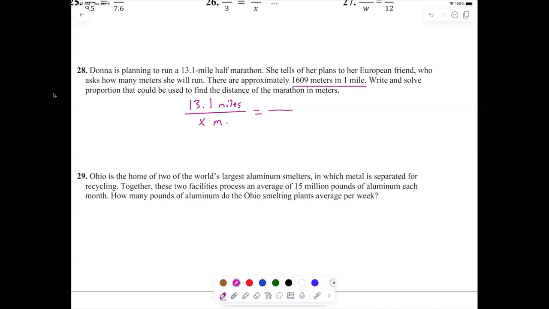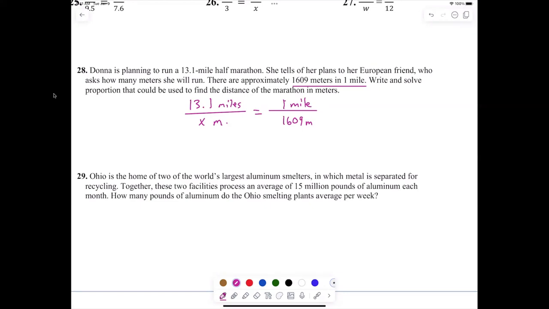So in our proportion, where does the 1 mile go, on the top or the bottom? On the top. The reason it goes on the top is because miles are on the top. What's on the bottom? Meters. So that's why 1,609 goes on the bottom. That's how easy setting up a proportion is. You write down the units. When you write down the units, it's easy to solve. People always make mistakes because they don't write down the units.